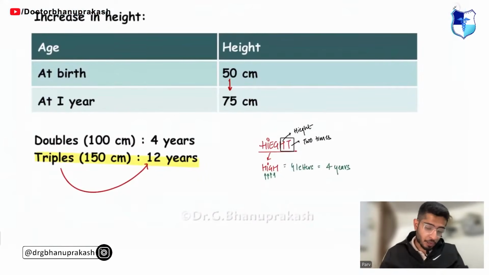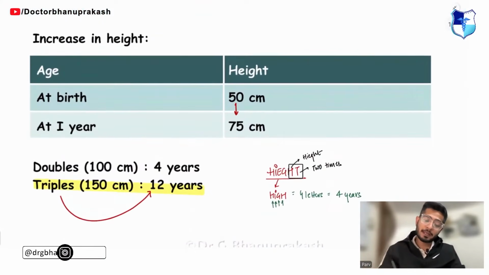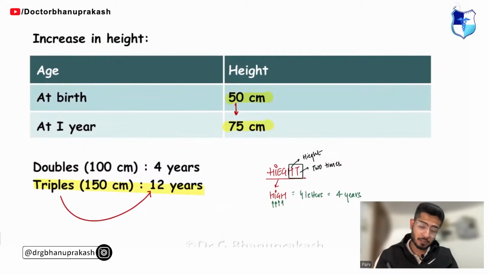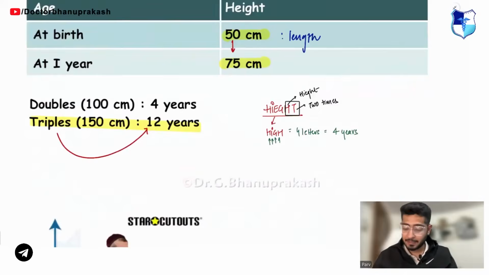Okay, coming on to what is the normal height. So normal height is actually 50 centimeter at birth, and then at 1 year that's going to be 75 centimeter. Since the child can't stand, we call it length.